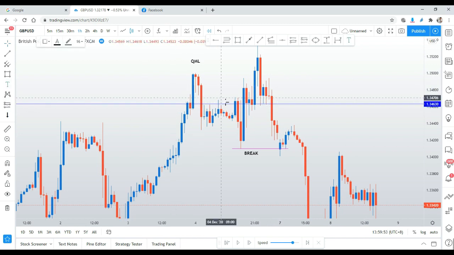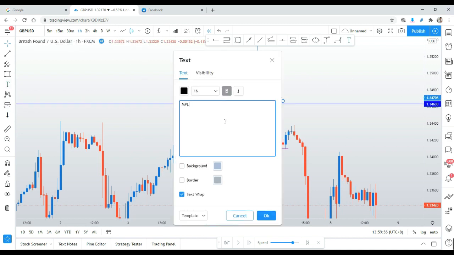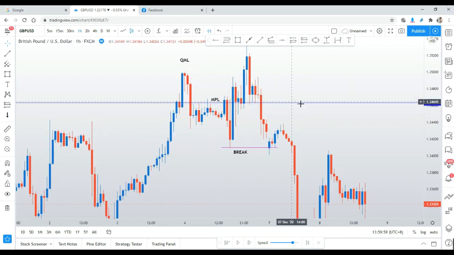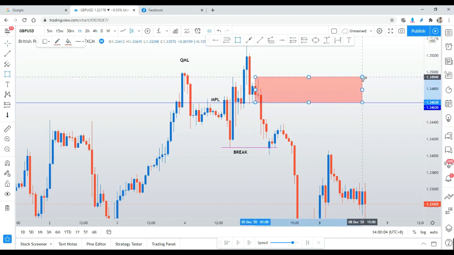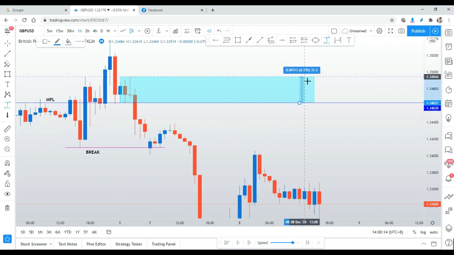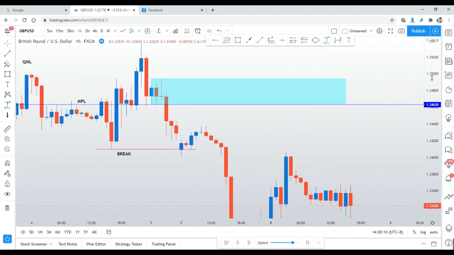This is my MPL. Do things one at a time. So my range of trading will be from here to the top. Let me make the color lighter so it's easier to see. So that's the problem here. We have a very big stop loss, over 30 something. That's not what we want.